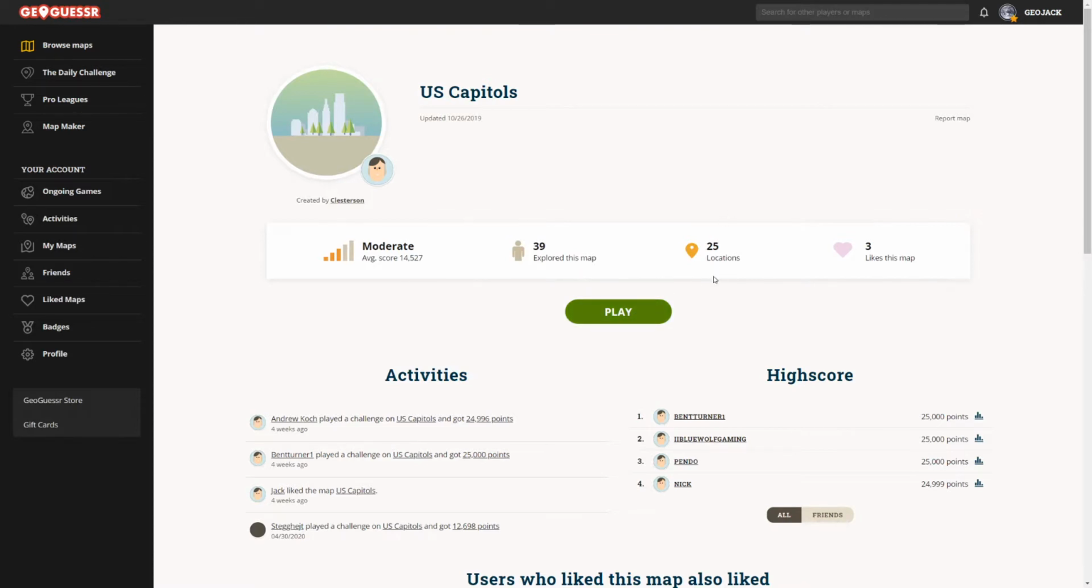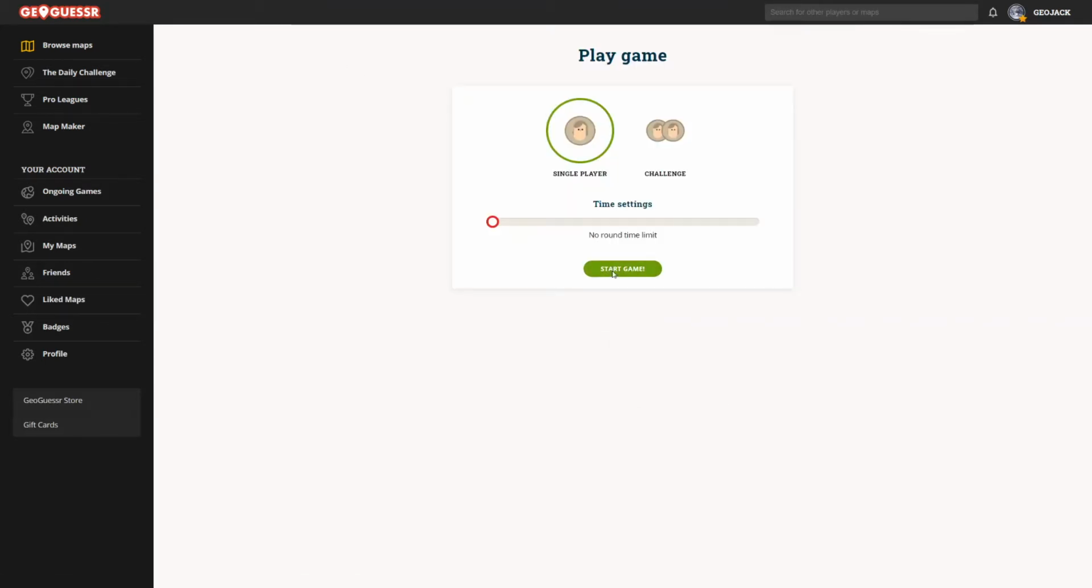For some reason there are only 25, even though there are 50 states, so I don't know why they didn't do all 50, but I've never played this map before, so it should be fun anyway, and we'll see how we go. So let's make a start.